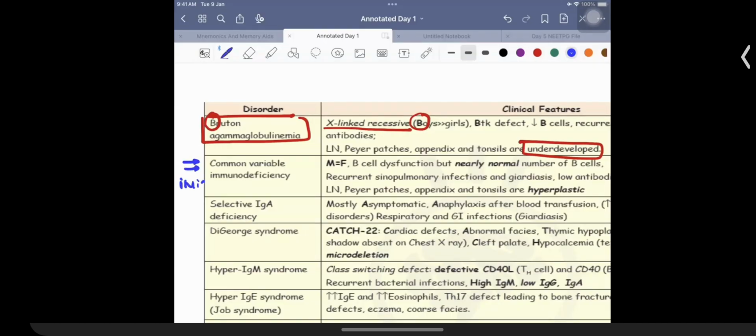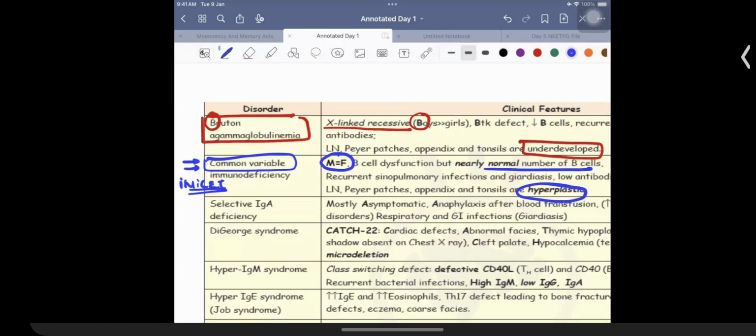CVID. Everything similar to Bruton's except 3. It is equal for males and females. The number of B cells are nearly normal and the areas are hyperplastic. In Bruton's disease, it affects only boys.